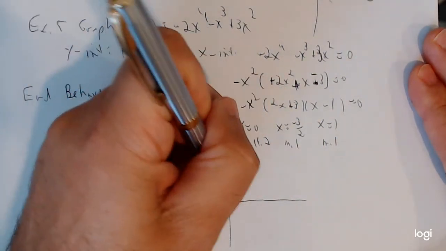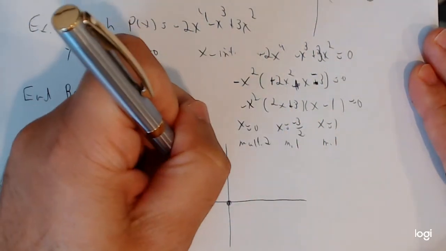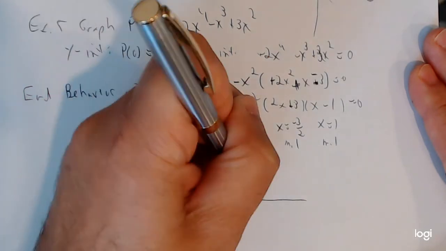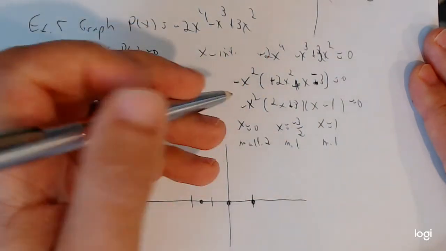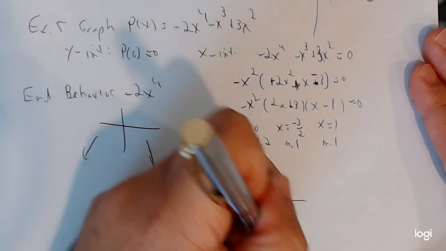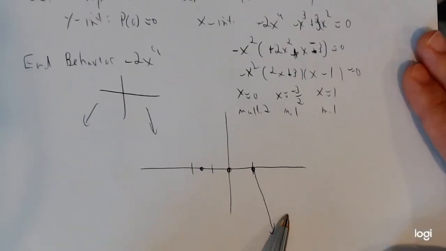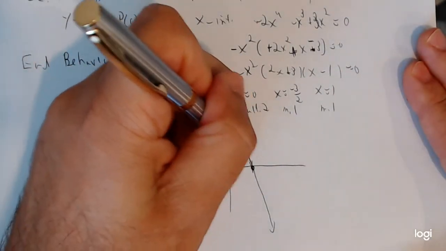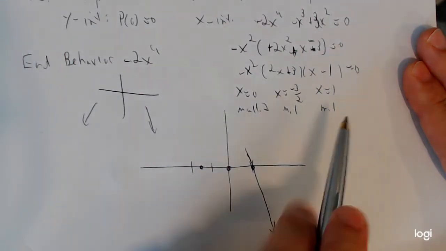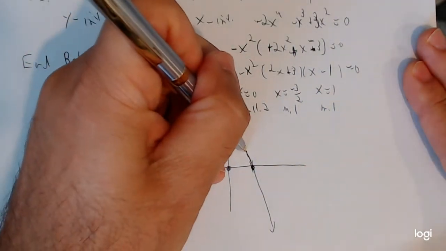We have an x-intercept at 0, x-intercept at negative 3/2, x-intercept at 1. And we know that it's going to go down forever after my last x-intercept. Then it's going to go up. It's going to cross at 1 because the multiplicity is 1. It's going to act like a line. It's going to turn back around.